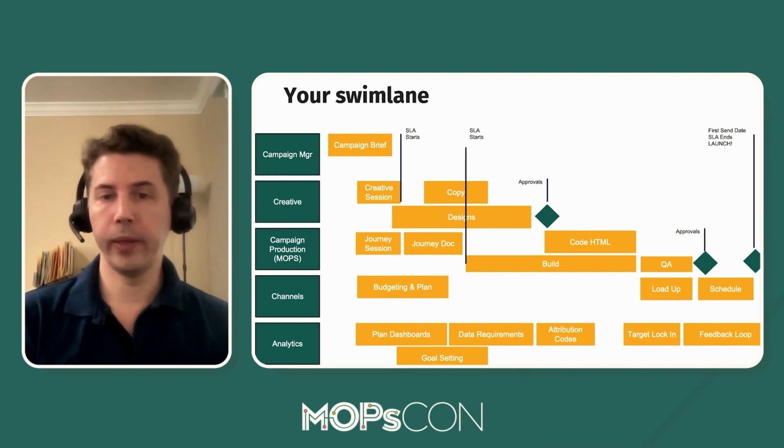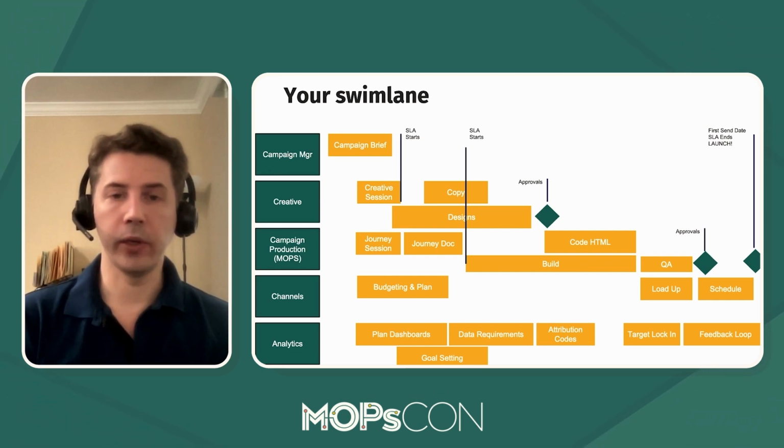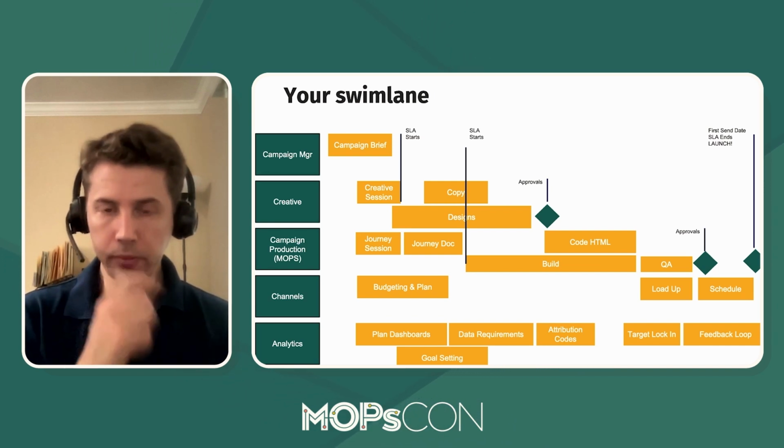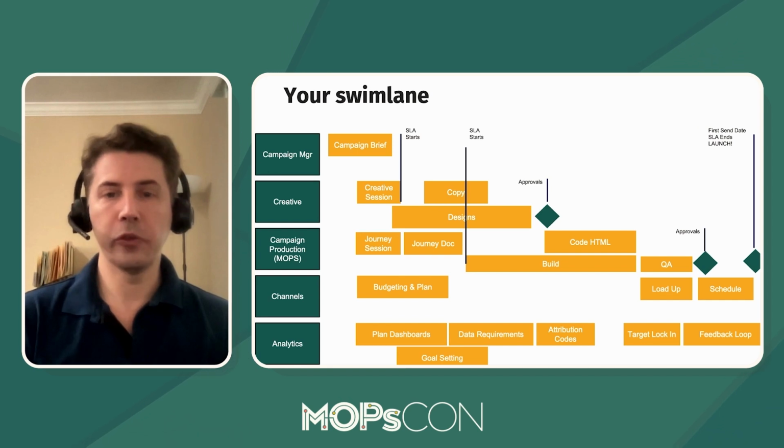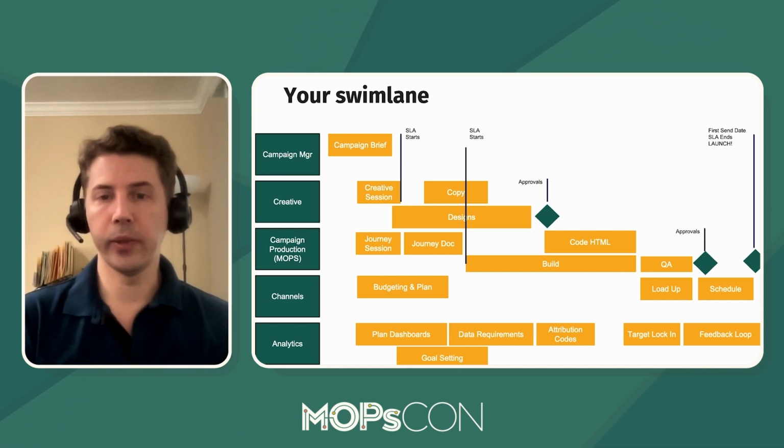Similarly, the QA process, don't schedule it until it's fully approved. And that goes for the production team, the marketing automation team, the channel teams. You have to QA things. And once you do, you can launch it. And that will be your first send date or the launch date of the particular program.